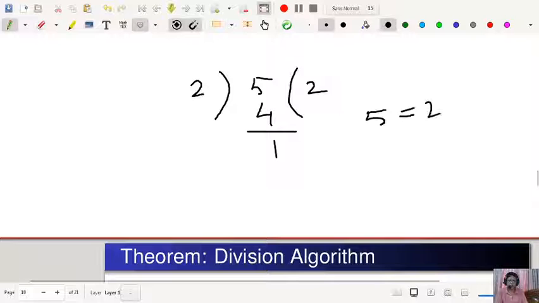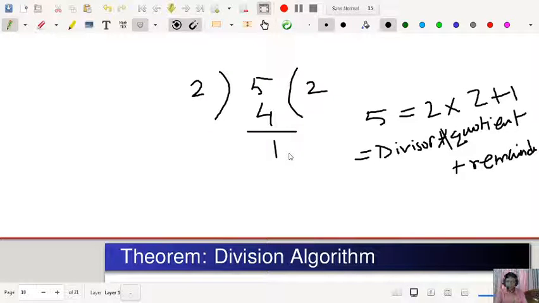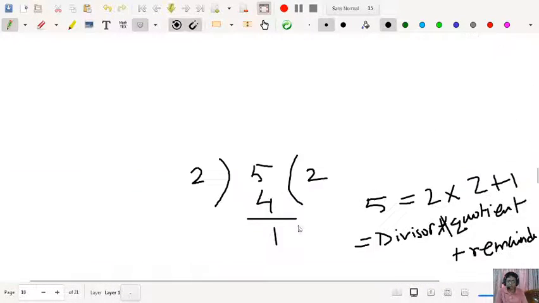So what is the relationship between this? 5 equal to 2 into 2 plus 1, that is dividend equal to divisor into quotient plus remainder. Am I clear? So that is the usual relationship in real calculation. So for polynomials also we have the same type of thing.